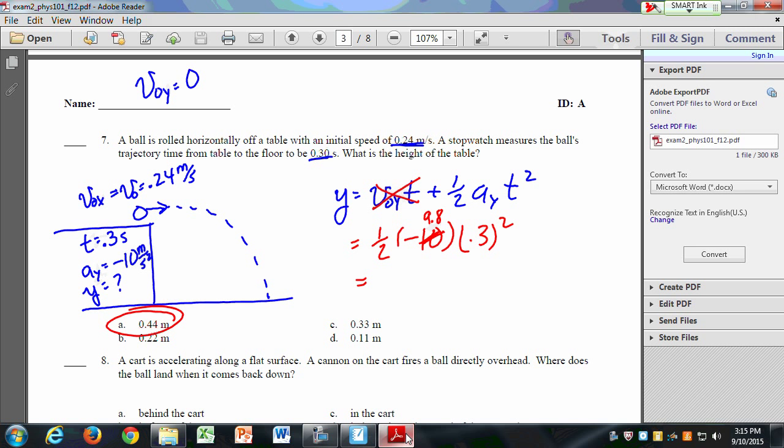By the way, our test isn't that far away. It's September 30th, which is, what's today, the 10th? Is today the 10th? Yeah, so it's just a few weeks away. All right.